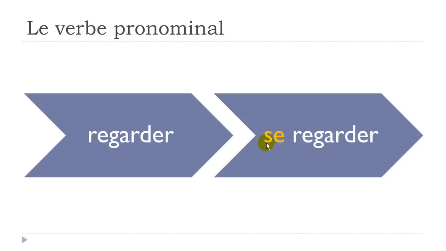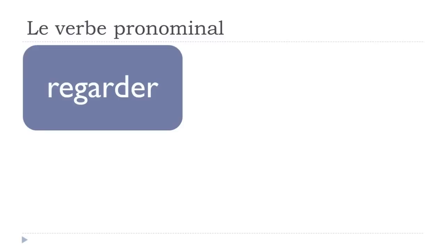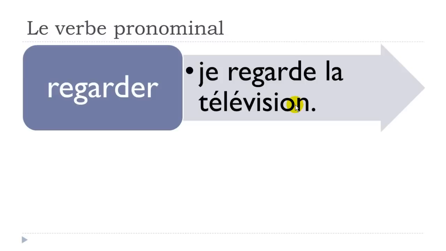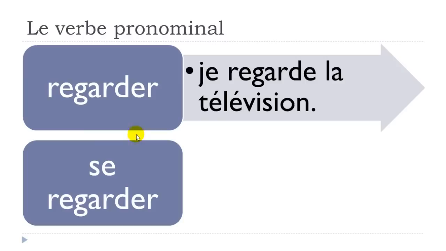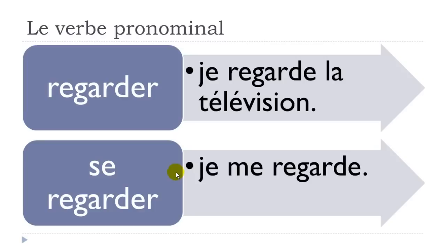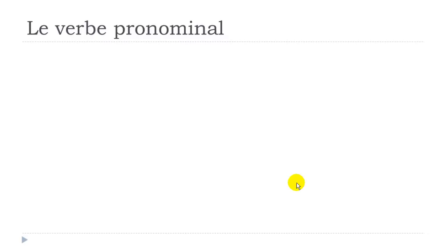Okay, so we'll take an example. So if we take the regarder verb, normally you will construct this sentence: Je regarde la télévision, okay? I watch the television. But then, if you use this se regarder, so as I said, to look at oneself, in that case, je me regarde. So you will have to add this me before the verb. Je me regarde.